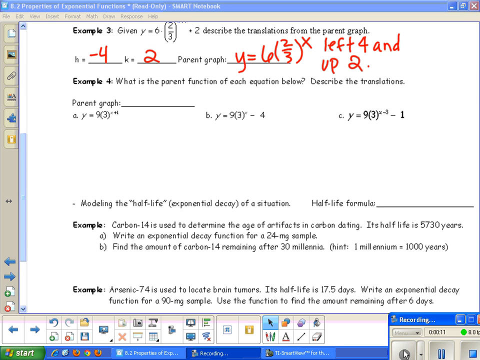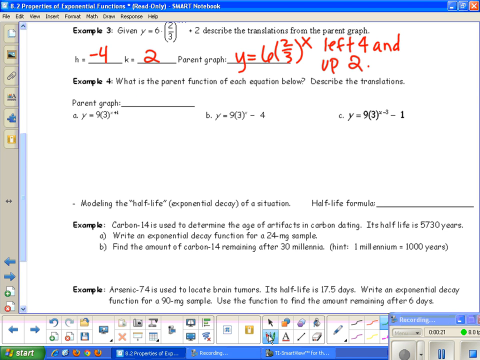Describe the translations. If you look at each of these equations and if you want to describe the parent graph, well, you need to look at your a and your b value. Notice they're the same. So my parent graph would be y equals 9 for my a value, my b value is 3 to the x power. So that would be my parent graph. And if I want to describe the translations, my translations are going to be y equals 9 times 3 to the x minus h plus k.